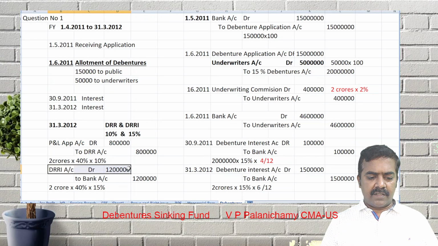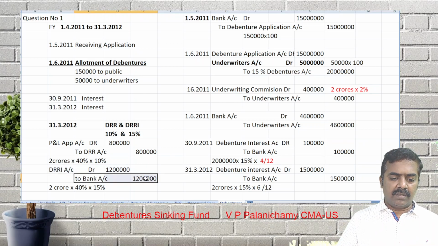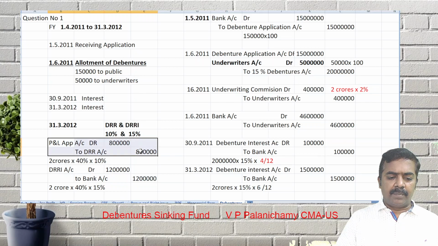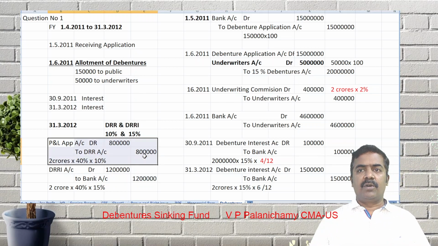Debit, purchase of investment. Debit what comes in? Asset, then book transfer. We make the investment. Money will go out. This is a book transfer. P&L appropriation account debtor to debenture redemption reserve. Then book transfer from one account to another account we create.